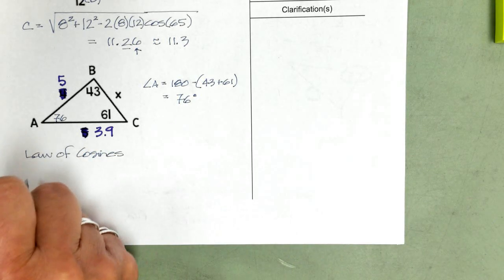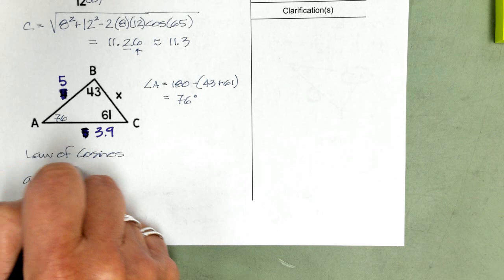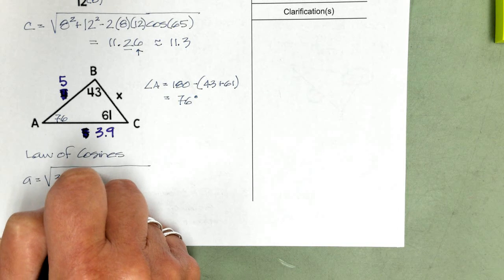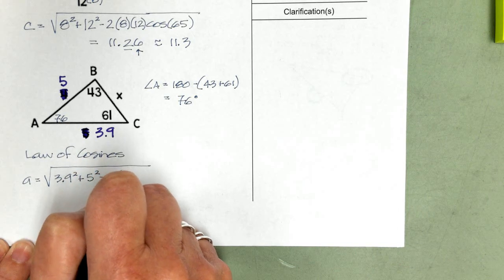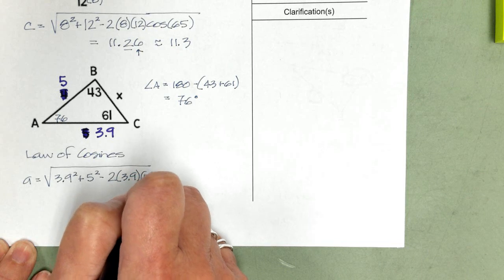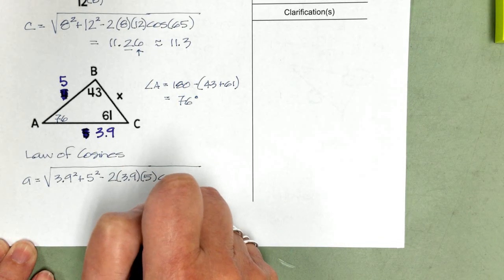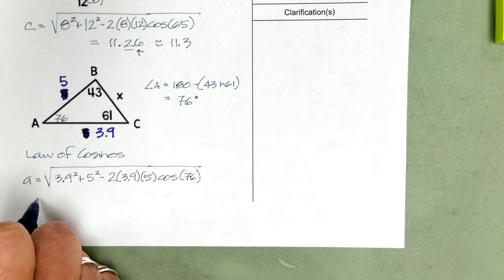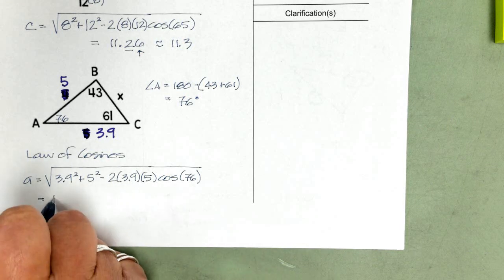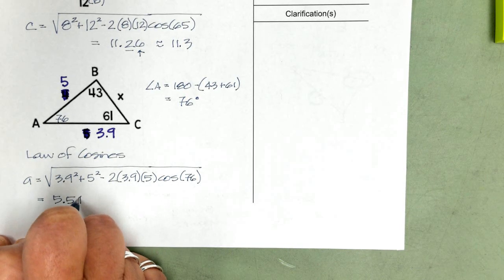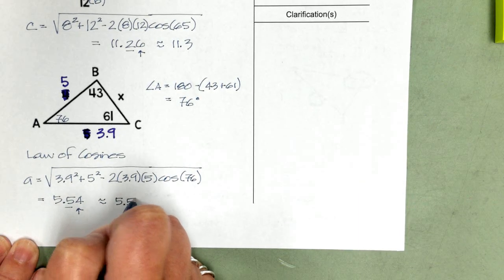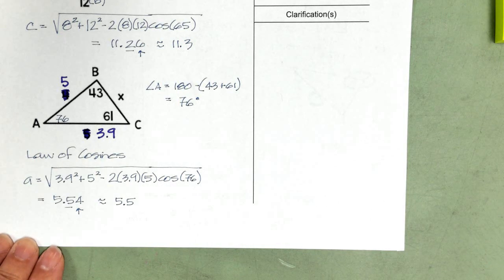Law of cosines tells me that A should equal the square root of b squared plus c squared minus 2bc cosine A, which is 76. Okay? And if you plug that in your calculator, you get 5.54, which when we round it to the nearest tenth is 5.5, which is longer than side C, which is 5. Okay, that's law of cosines.